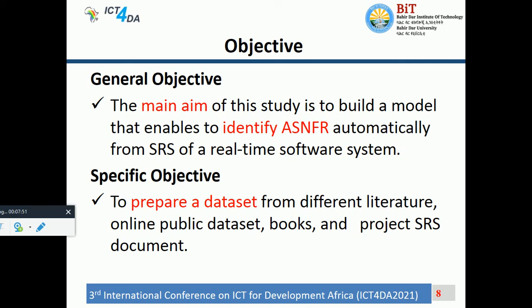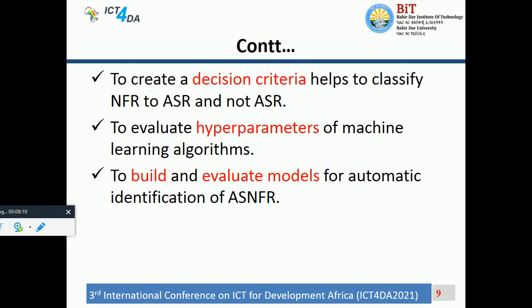From the specific objectives, the first one is to prepare a data set from different literature, online public data sets, books and project SRS documents, which work for real-time systems. The other specific objective is to create decision criteria. Those decision criteria help us to classify the non-functional requirements: is it architecturally significant, or is it architecturally non-significant?